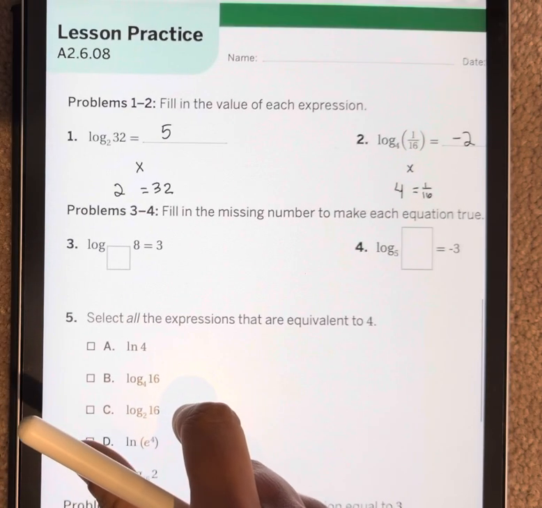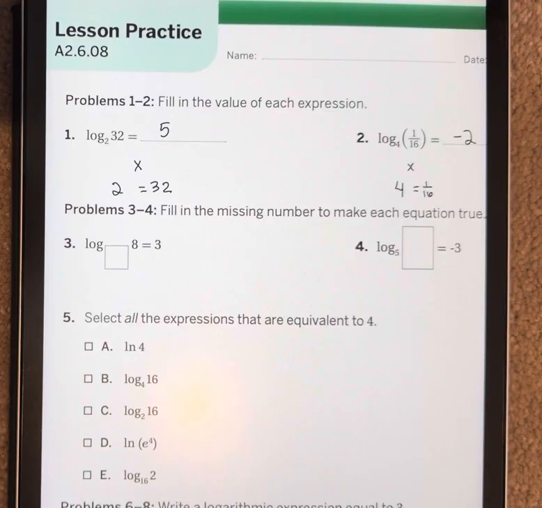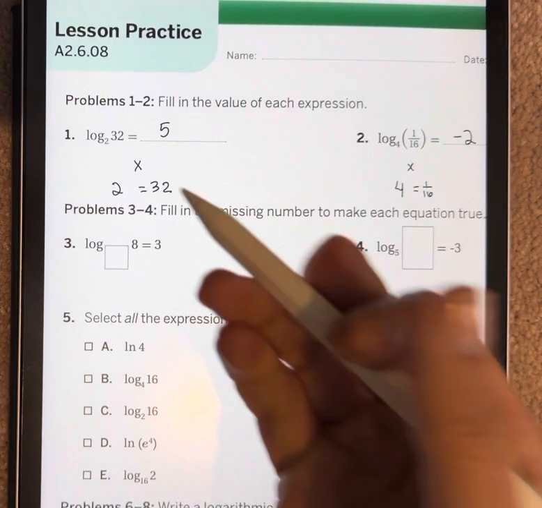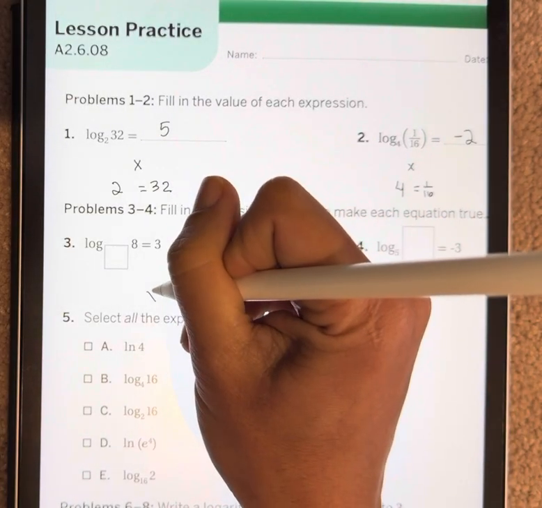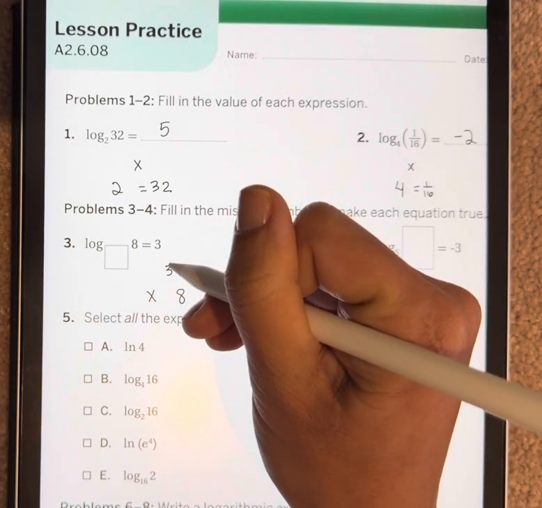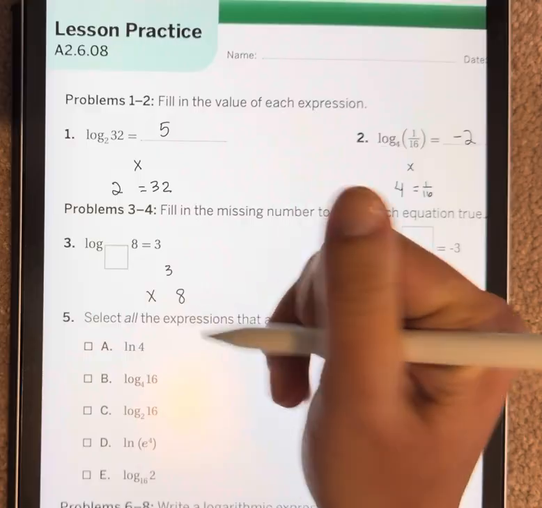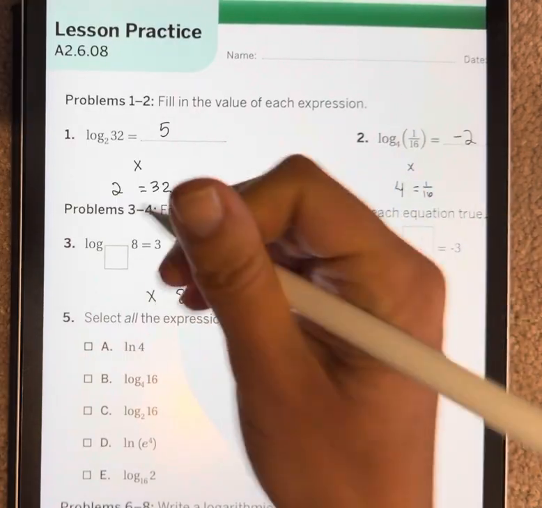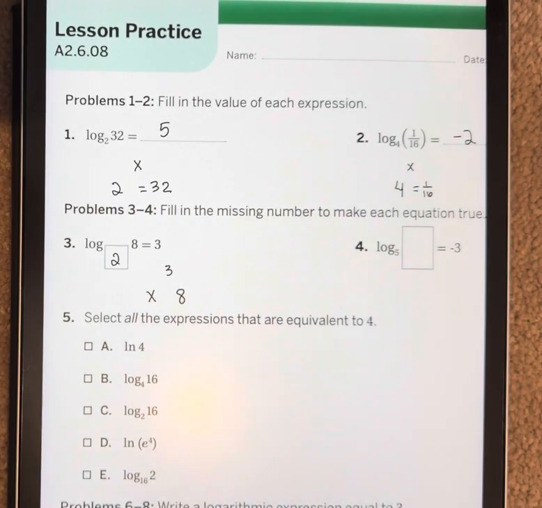Okay, log base what of 8 is 3? So what that's saying is x to the 3rd power is 8. So what's x? That's 2. 2 to the 3rd power is 8. All right.